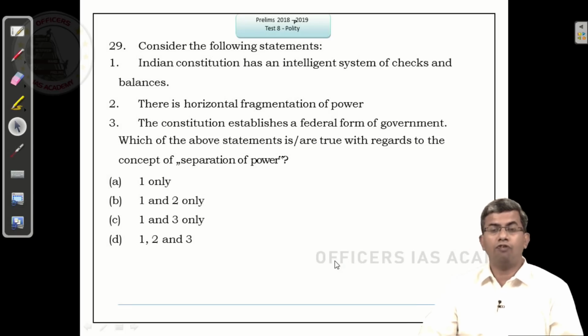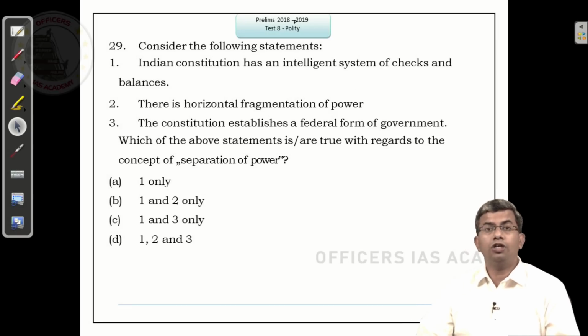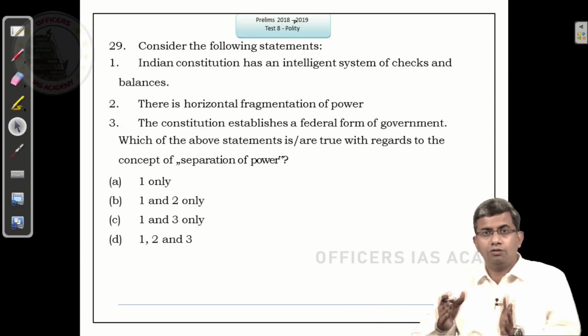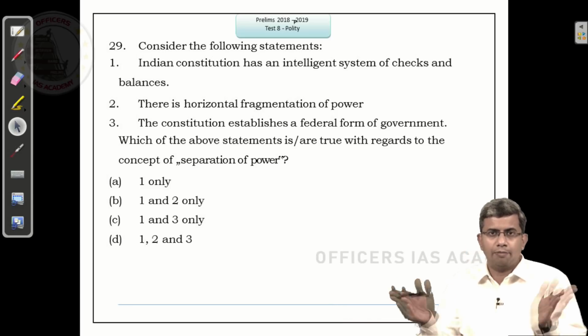Moving on, consider the following statements. Indian Constitution as an intelligent system of checks and balances, of course it does. There is a horizontal fragmentation of power. What is horizontal fragmentation of power? Three branches: legislature, judiciary, executive. There is fragmentation of power.